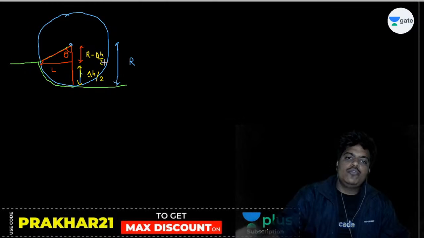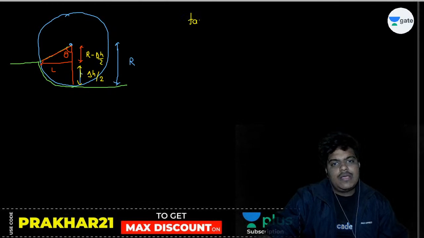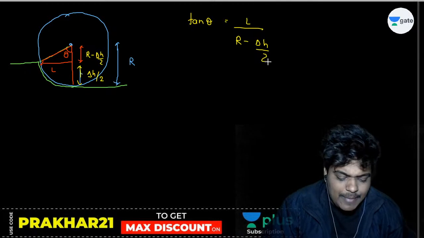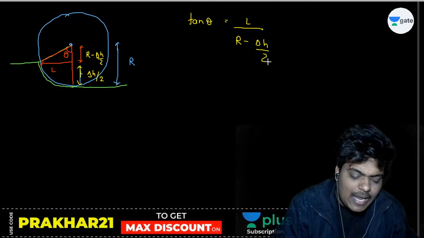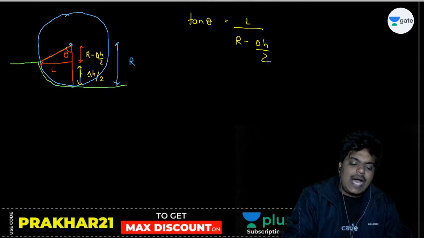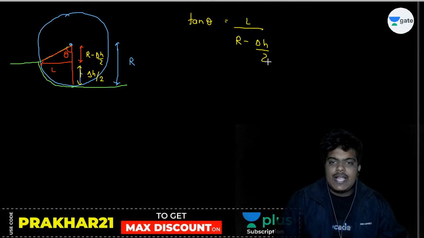If you take tan theta in this triangle, it will be equal to perpendicular upon base, and the base is R minus del H by 2. Is it clear to all of you?